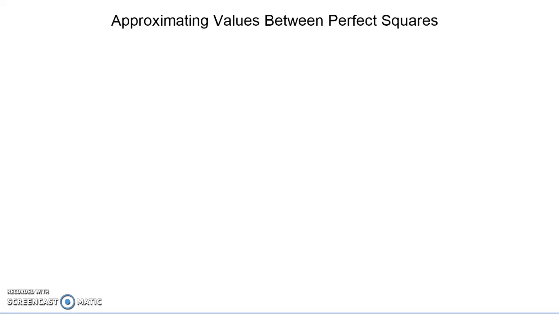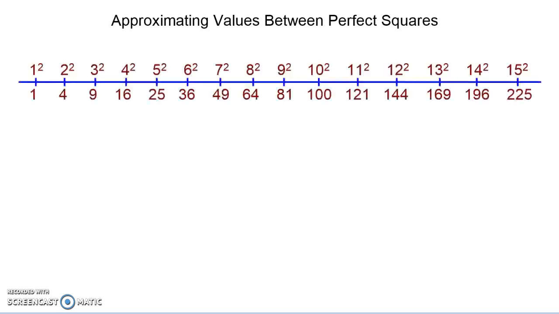Alrighty, so this is approximating or estimating values between perfect squares. Now instead of seeing absolute perfect squares like these here, you're going to start seeing things that don't necessarily fall as an exact perfect square. But in order to estimate these values, you need to know your perfect squares, which is why I've listed these all out. So we have this double number line here.